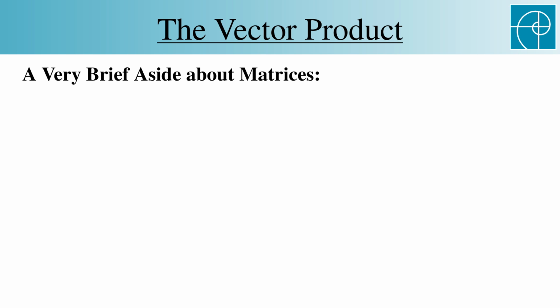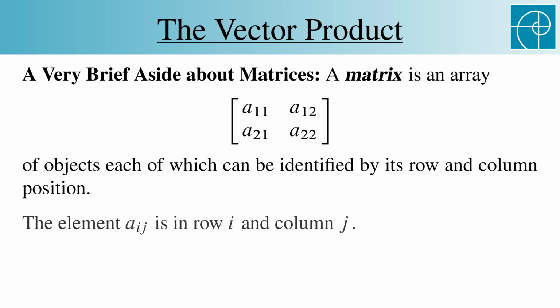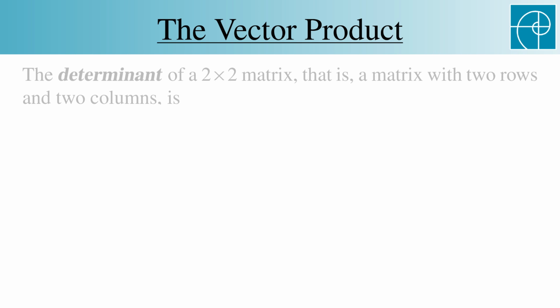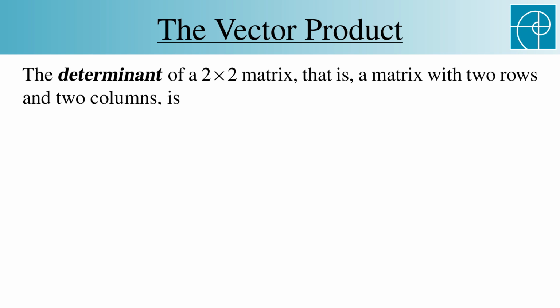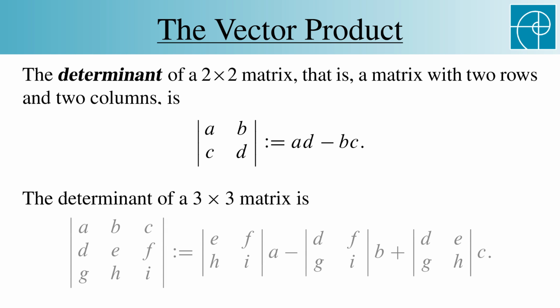For those of you who haven't seen matrices, let's take a moment to talk about them. A matrix is an array of objects, each of which can be identified by its row and column position. For example, the element A sub ij is the element in row i in column j. The determinant of a 2 by 2 matrix, that is, a matrix with 2 rows and 2 columns, is this. The determinant of a 3 by 3 matrix is this, which is in terms of 2 by 2 determinants.